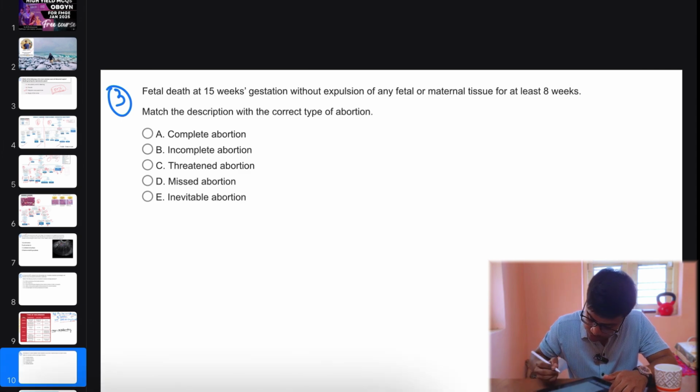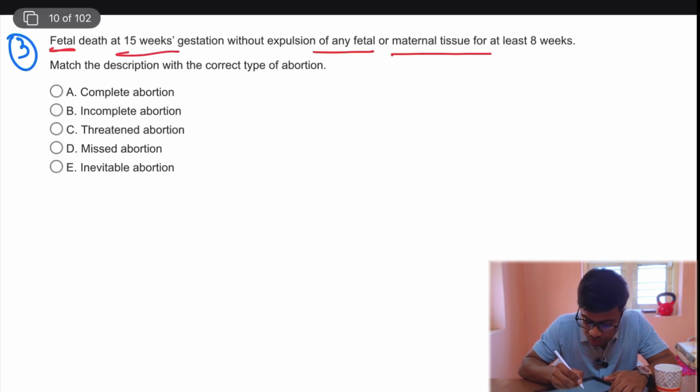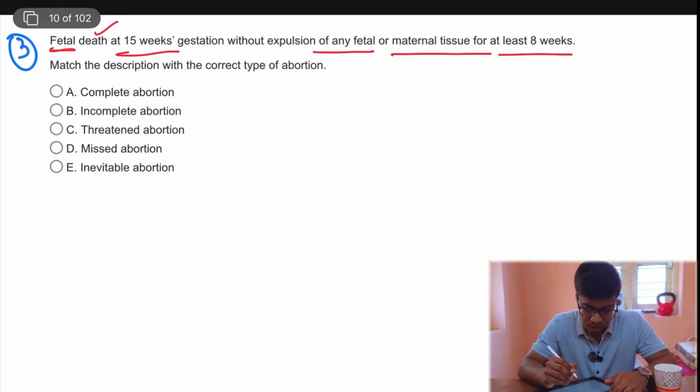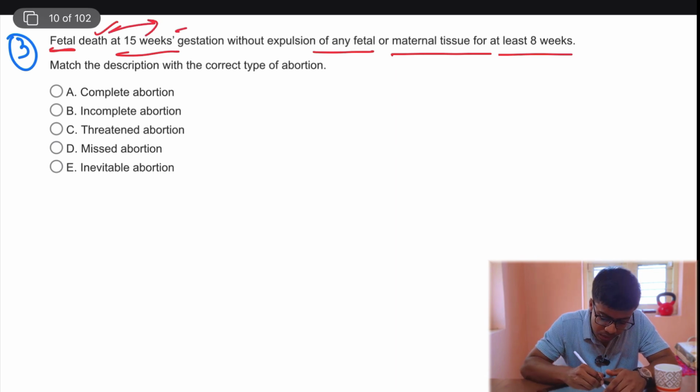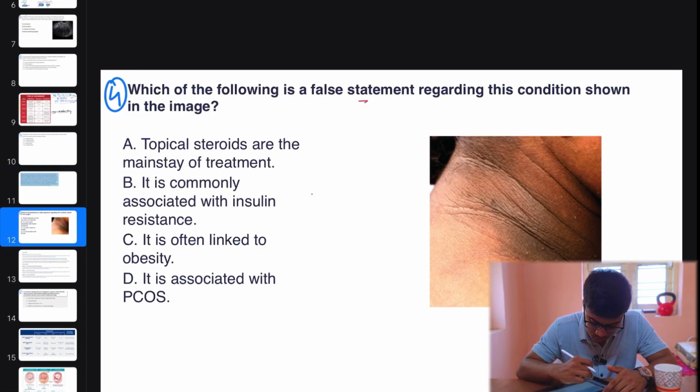Third question is fetal death at 15 weeks. Fetal death at 15 weeks of gestation without expulsion of any fetus or maternal tissue for at least 8 weeks. Match the description. So there is already death happened, so missed. So death has happened, so cardiac activity will be absent. So it must be a missed abortion. That's it. So let's move on to the next question.